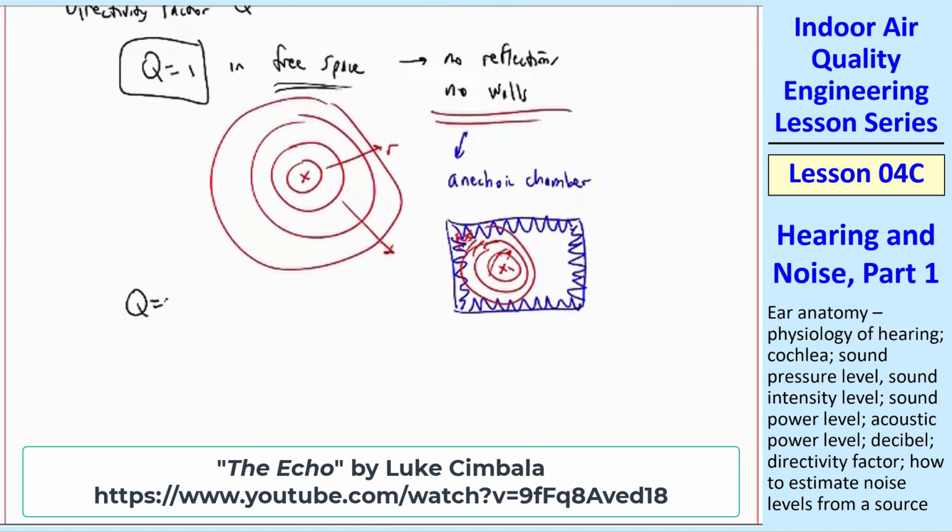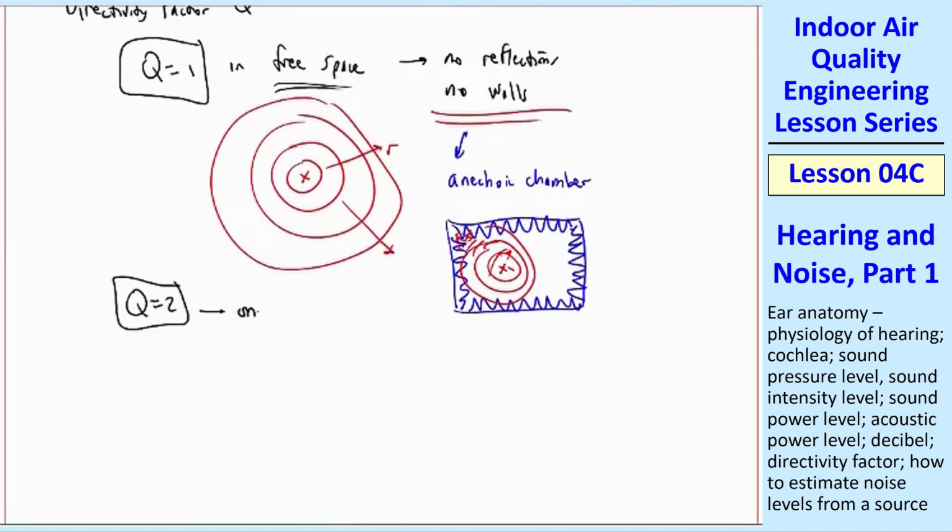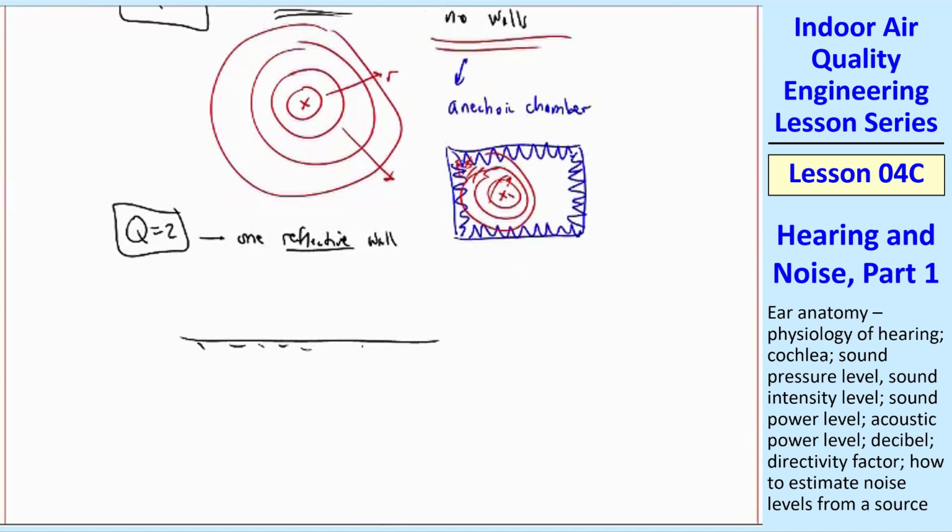space. Q equal 2 means that you have one reflective wall. That means it's hard, like solid concrete or solid hardwood or metal that's reflecting, not carpet or something mushy. Let's just use a floor, for example.